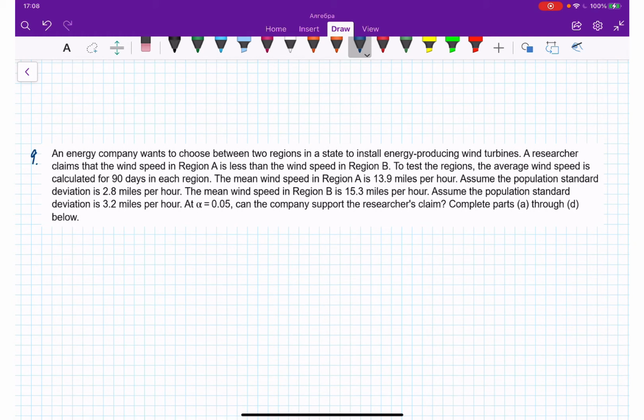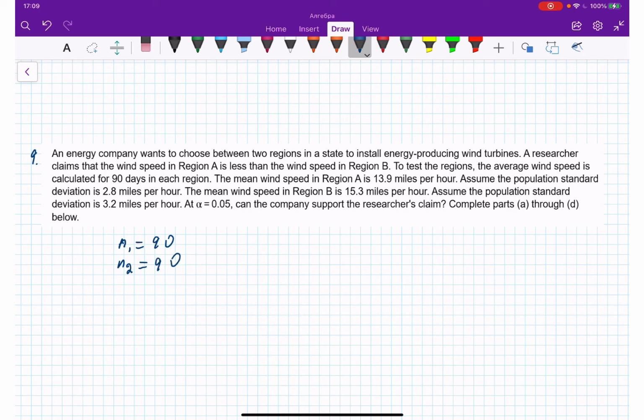An energy company wants to choose between 2 regions in a state to install energy producing wind turbines. A researcher claims that wind speed in region A is less than wind speed in region B. To test the regions, the average wind speed is calculated for 90 days in each region. Each region has a sample size of 90 days, so n1 is equal to 90, n2 is equal to 90.